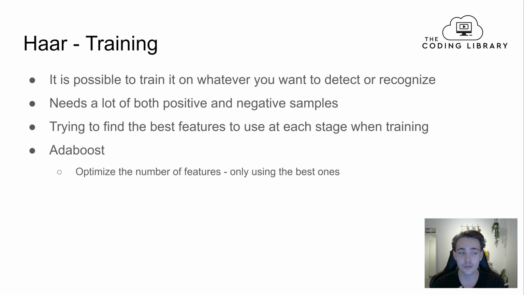So when we're going to train our Haar Cascade here, it is possible to train it on whatever you want to detect or recognize. You just need a lot of both positive and negative samples.